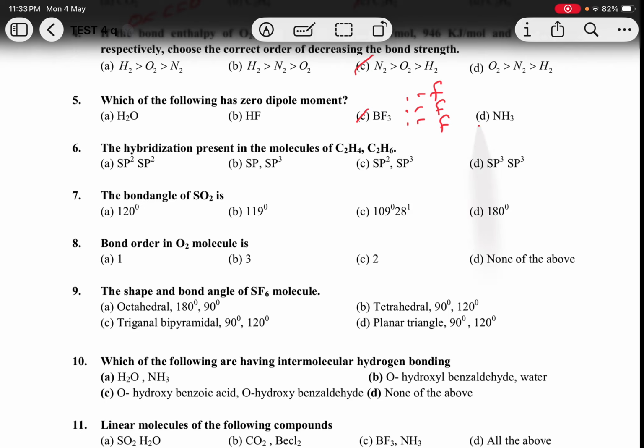Option D, NH3, nitrogen belongs to the 5th group. It contains 5 valence electrons. Among 5 valence electrons, 3 electrons bond with 3 electrons of hydrogen. It contains 1 lone pair. It also has a certain dipole moment. So option C is the correct one. The molecule which does not contain a lone pair of electrons has zero dipole moment. So option C is the correct one.